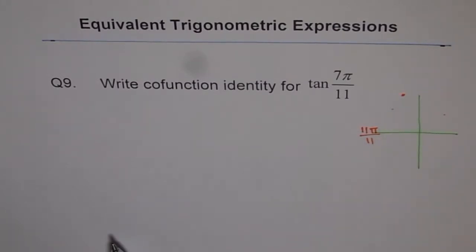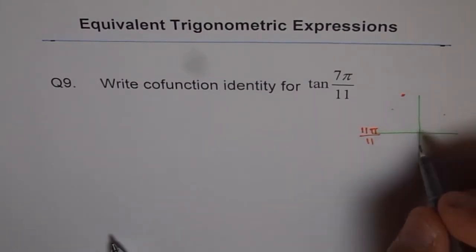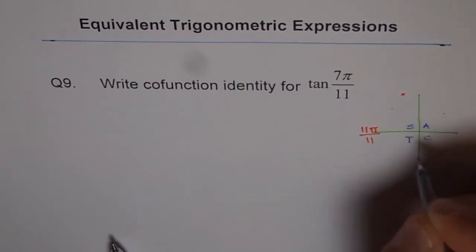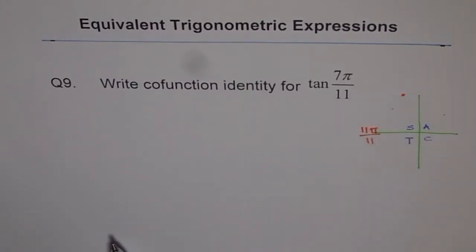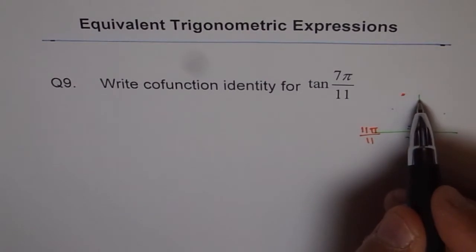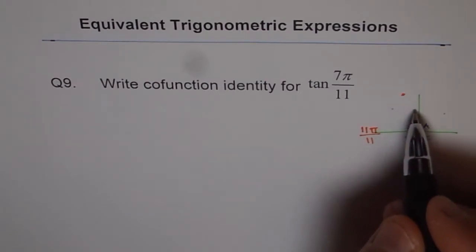Remember one more thing, that in quadrant 2, as per the cast rule, tan is negative. Correct? Now, we can write 7 pi by 11 in terms of pi by 2 plus something, right? And what is that something? That is what we need to figure out, correct? So let's do it algebraically.